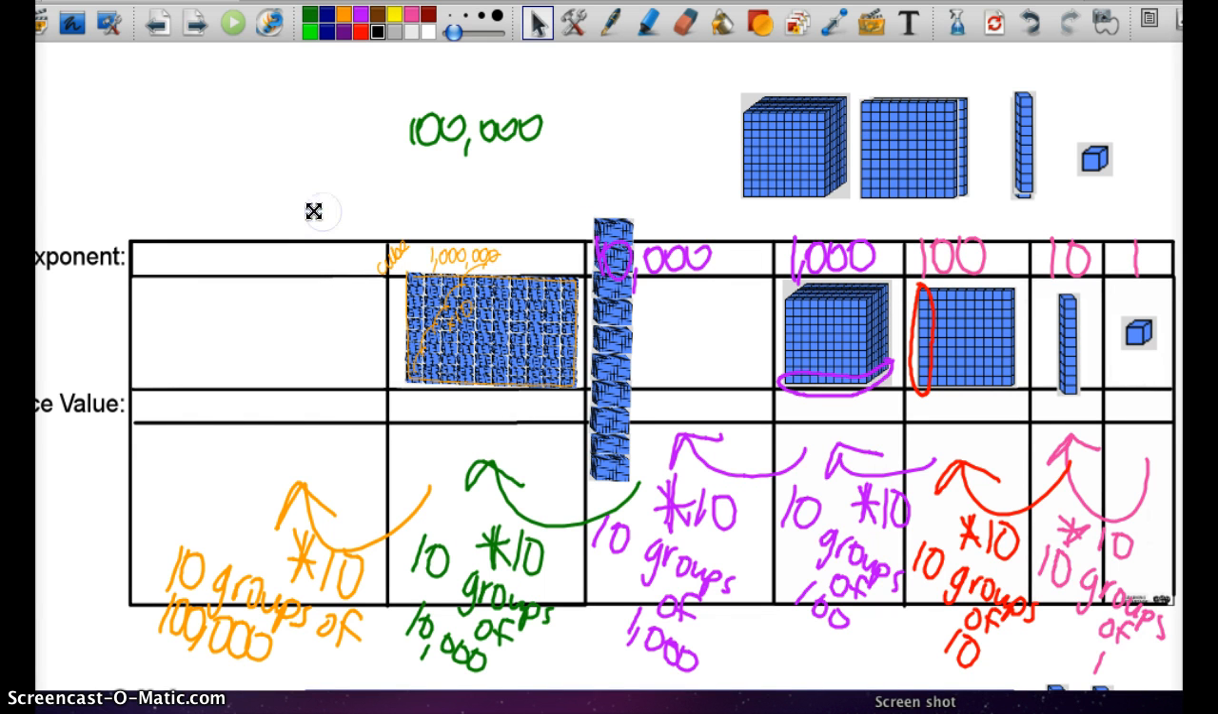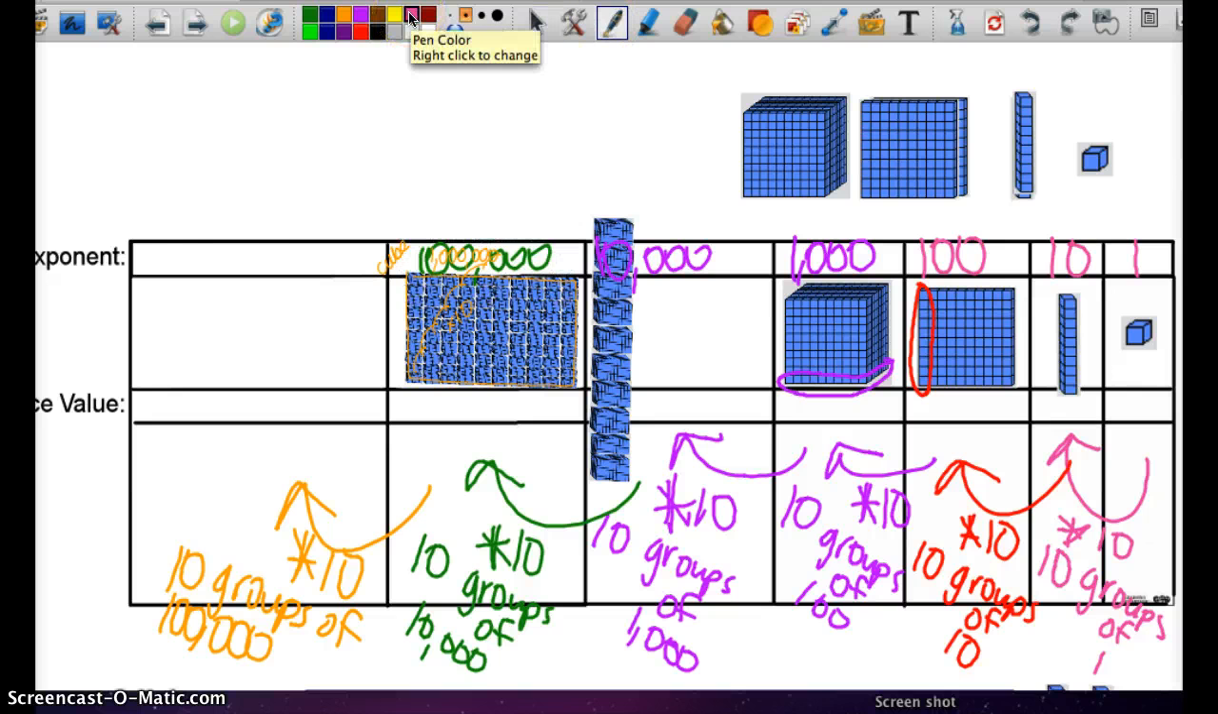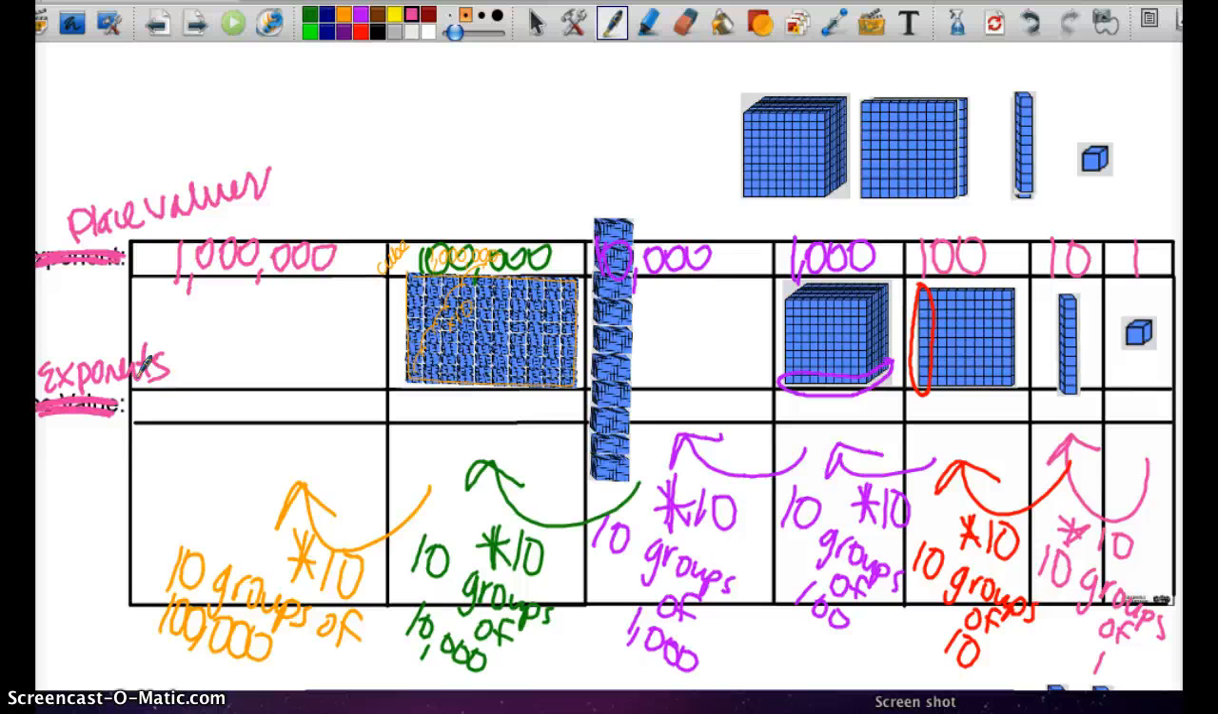Let me just write this back in here. I then segue into a discussion of, let's just cross this out. These are the place values. I then discuss that each place value is a power of 10. So there's a really great way that I show this.